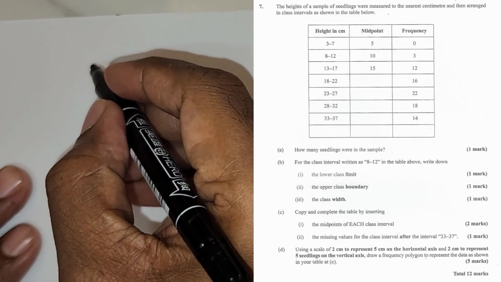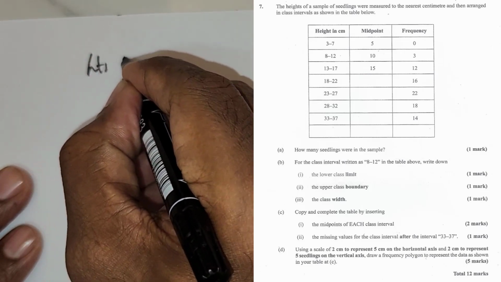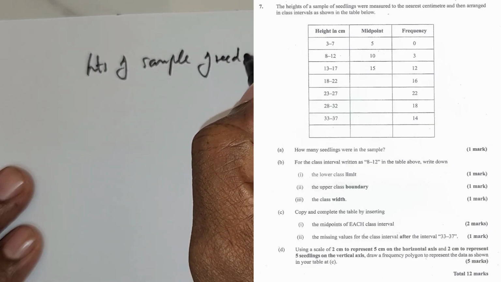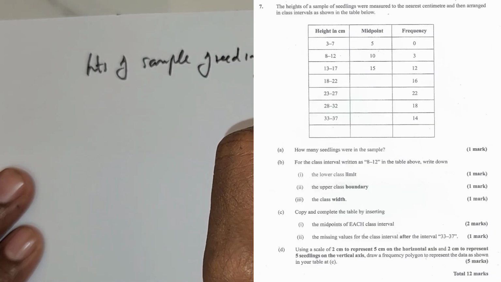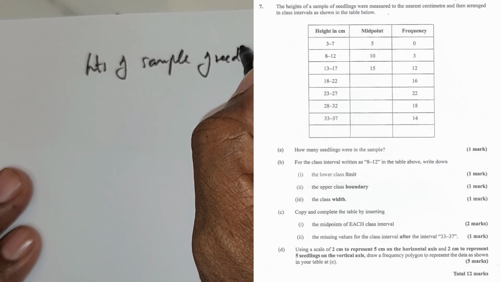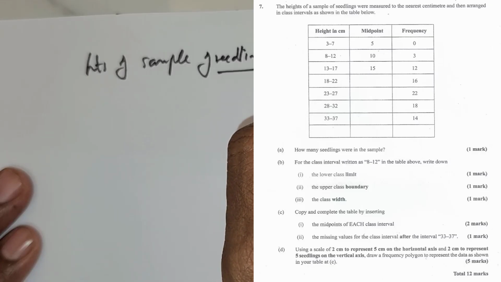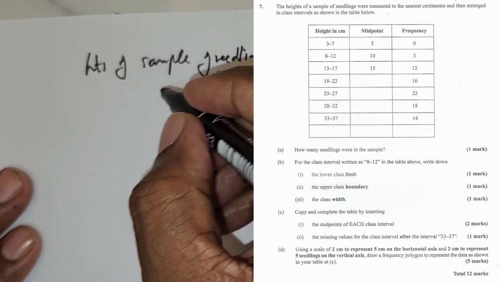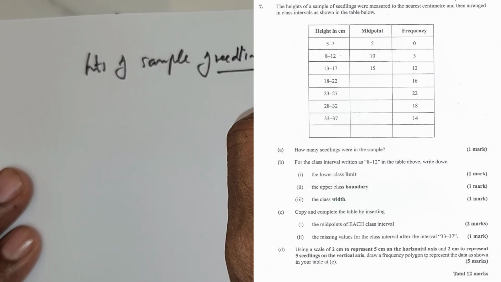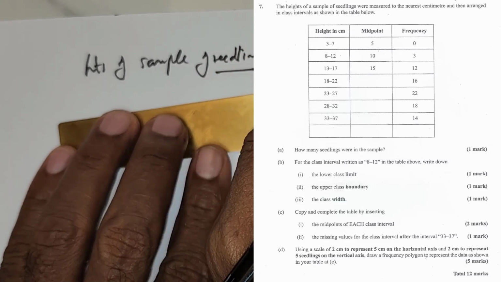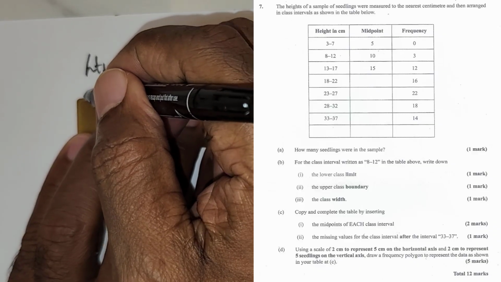The next question. We are given the heights of a sample of seedlings, and we have to answer the following questions connecting the heights versus the seedlings. So a table is given. Let me draw the table.